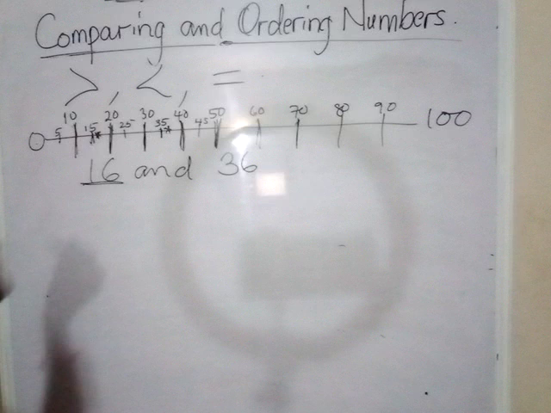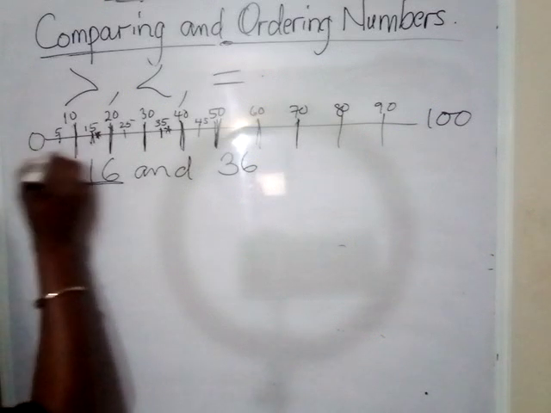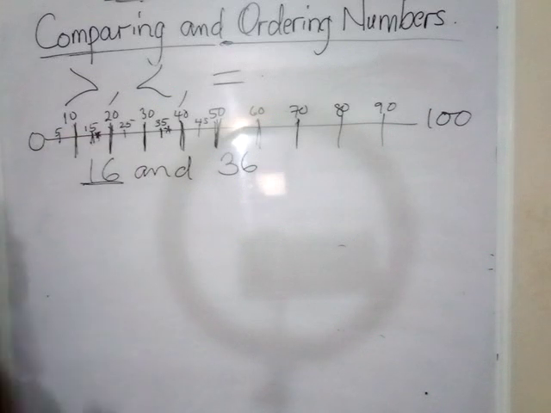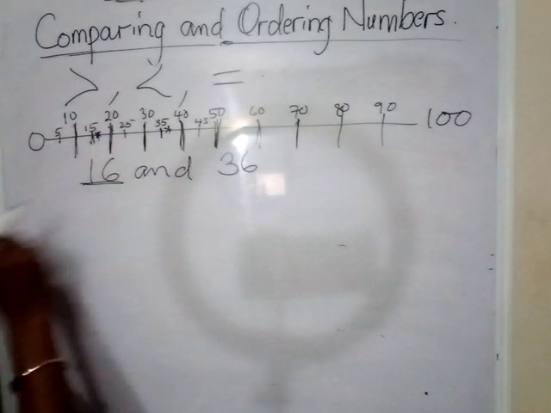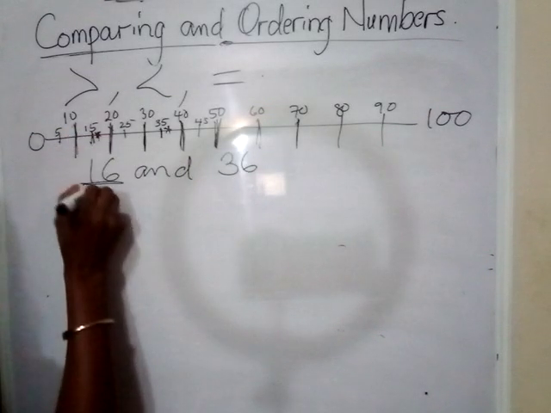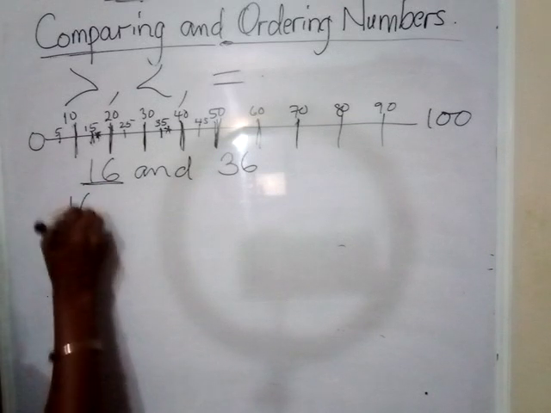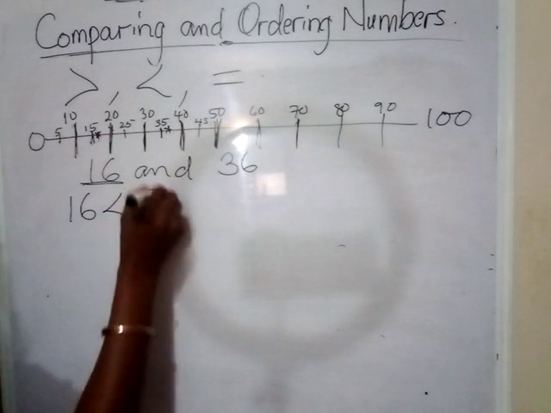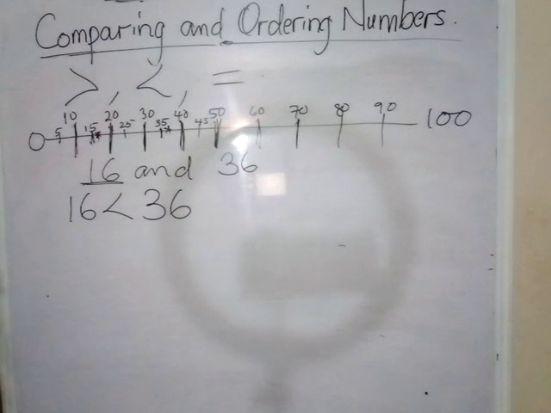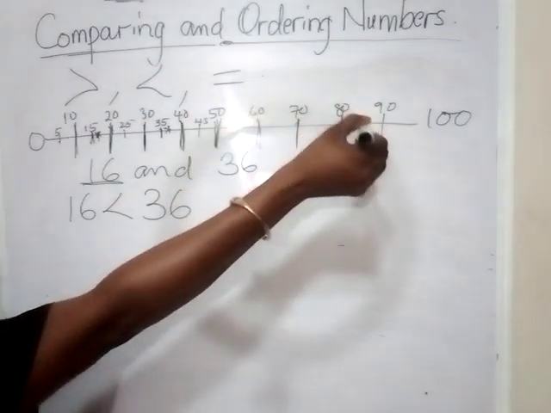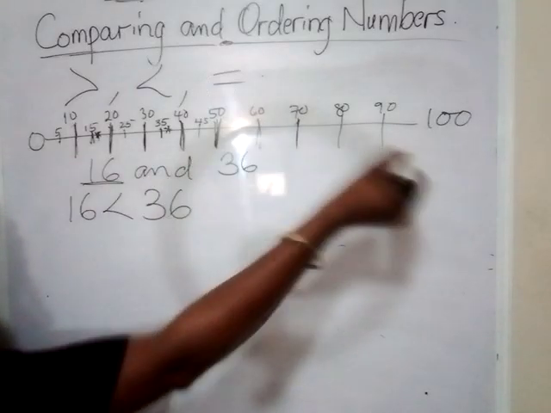So if we look at these two numbers, this is 0 here, and the first number we meet as we move towards the right is 16. So the first one we get to is 16. That means 16 is closer to 0. So if 16 is closer to 0, what does that tell us? It means that 16 is less than the next number, which is 36. Because for you to get to 36, you have to move farther away from 0.